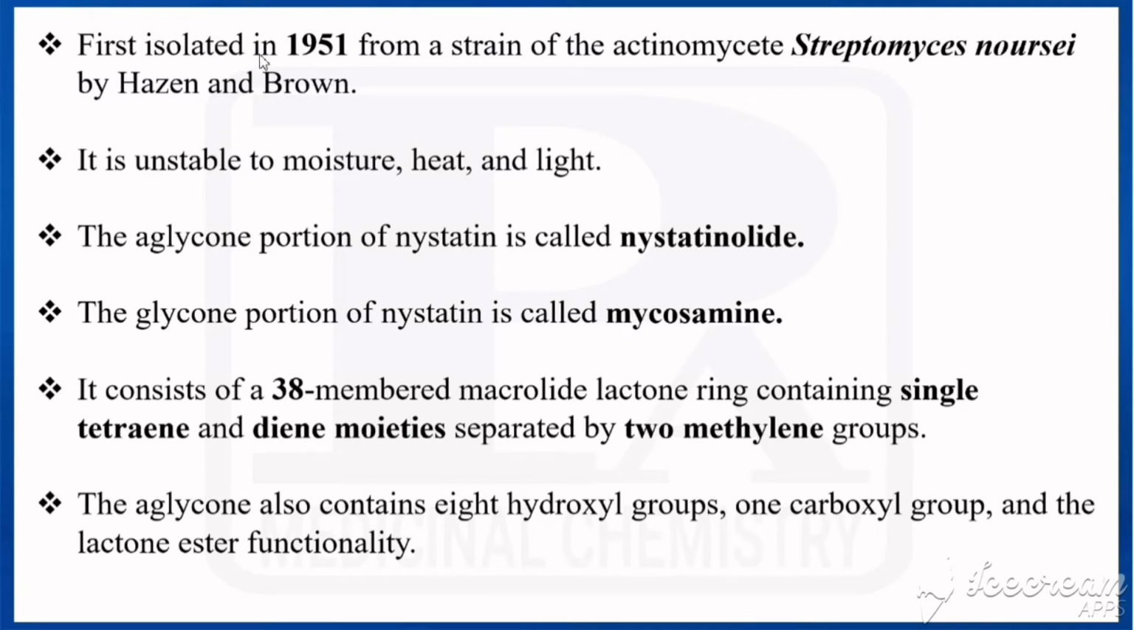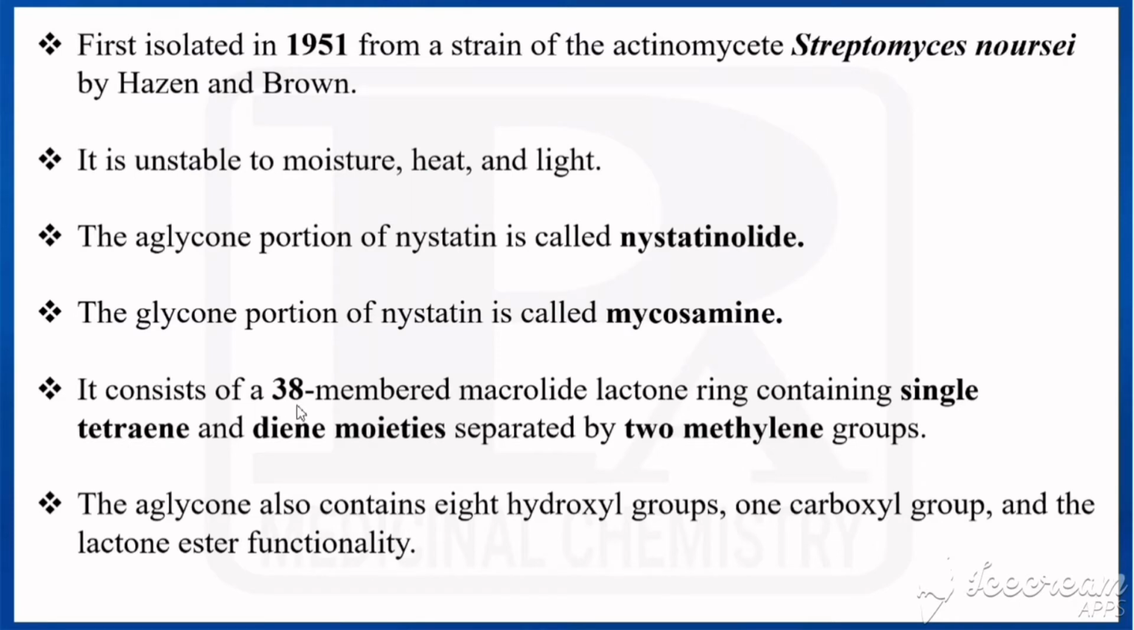It was first isolated in 1951 from the strain of actinomycete, that is Streptomyces noursei. That is for amphotericin B, that is Streptomyces nodosus. For this one it is Streptomyces noursei. It is unstable to moisture, heat and light. So what is the aglycone part of nystatin? That is called nystatinolide. Glycone can be called mycosamine. Already we have seen, no, same as that of amphotericin B.